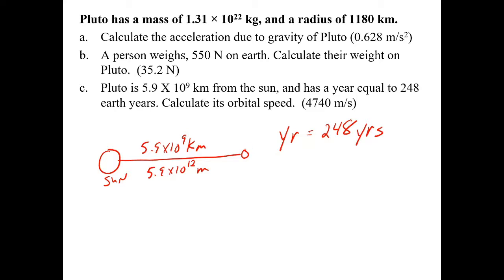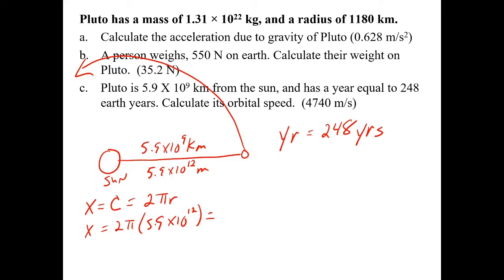So remember, it's going in a circle. So the distance is actually the circumference, which is 2 pi r. So the distance is 2 pi times that really big number, and I'm going to do it in meters and see what it is. Because the path is a circle, we have to say how far is it to go all the way around the circle? And it's a nice big number, 3.71 times 10 to the 13th meters.